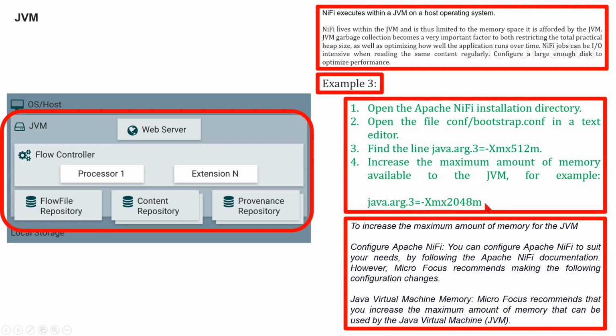Step 4, increase the maximum amount of memory available to the JVM. For example, java.arg.3=-Xmx2048m. You can configure Apache NiFi to suit your needs by following the Apache NiFi documentation.